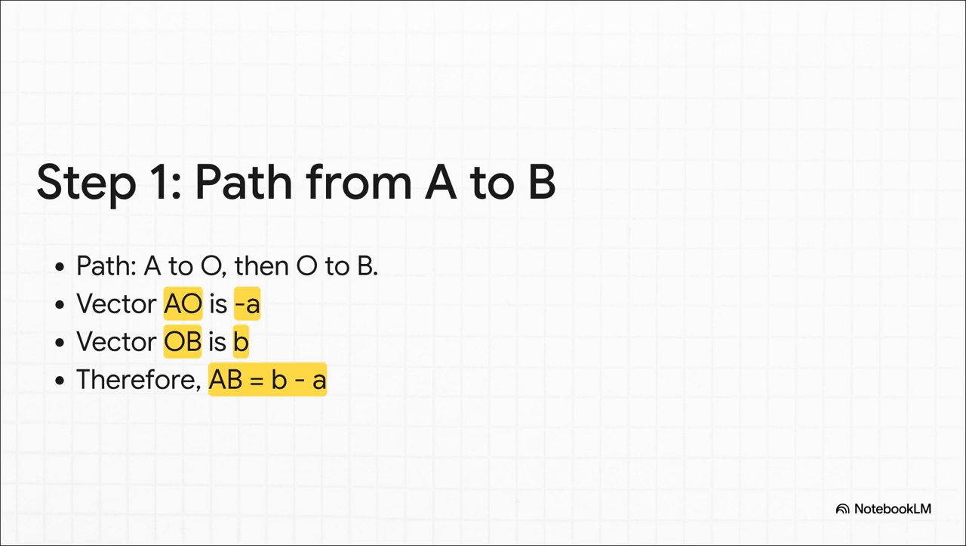Okay, step 1. Let's figure out the vector that takes us from point A to point B. The easiest way to do this is to take a detour through the origin. So first, we travel from A back to O, and then we go from O out to B, right? The trip from A to O is just the opposite of vector A, so that's negative A. And the trip from O to B is just vector B. So we add them up, and the path AB is just B minus A.